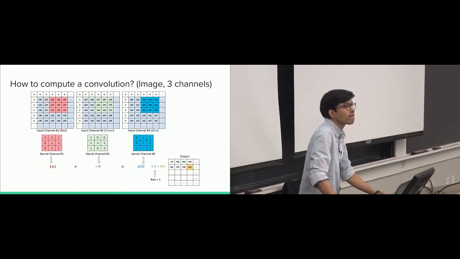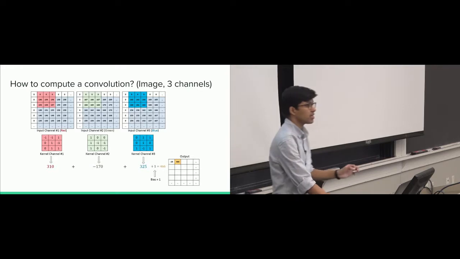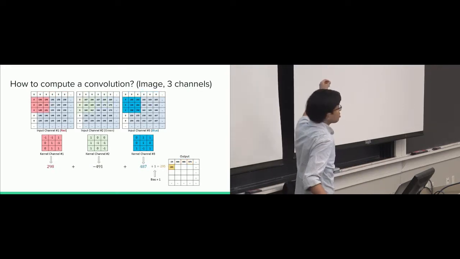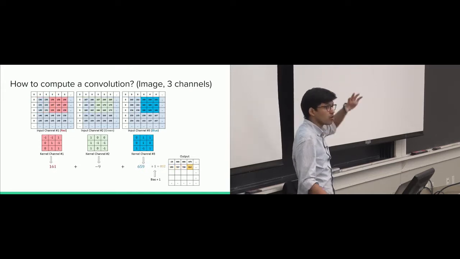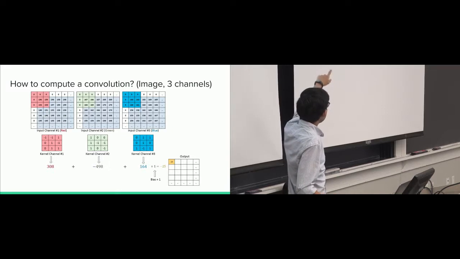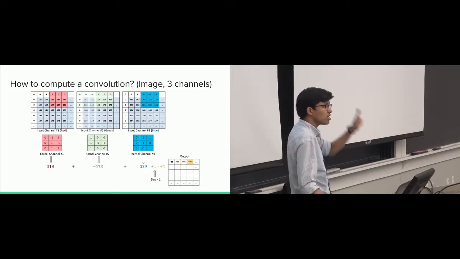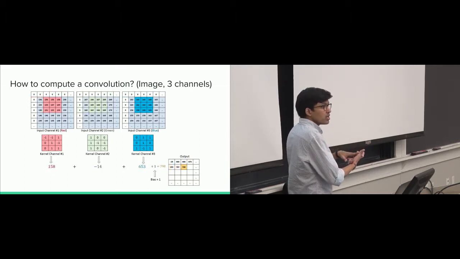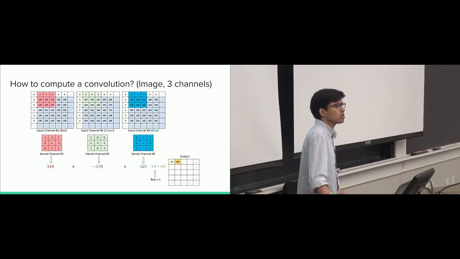Do you have a different filter for each channel? Yes. When you have a 3 cross 3 kernel, the number of weights to learn depends on the number of input channels. If your kernel is 3 cross 3 and you have 3 channels, then you'll have 3 kernels of 3 cross 3, which is actually one filter here: 27 weights. And that goes into one filter.